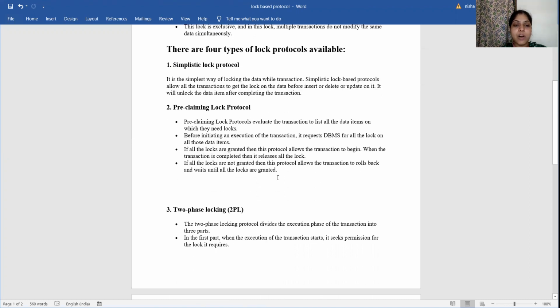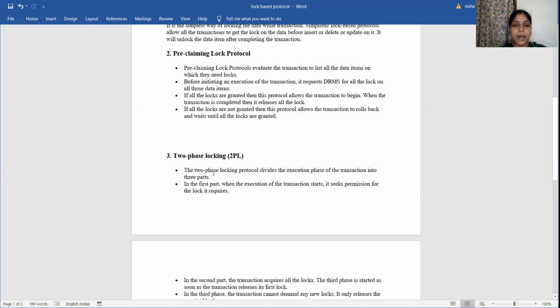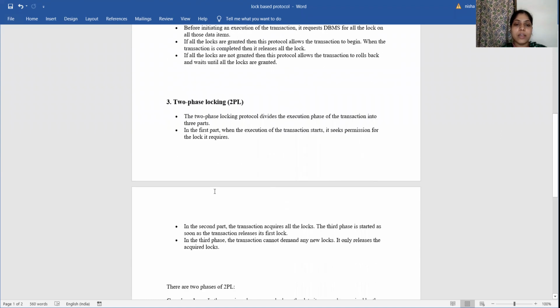Second is pre-claiming lock protocol. Pre-claiming lock protocol evaluates the transaction to list all the data items on which they need locks. Before initiating the execution of the transaction, it requests the DBMS for all the locks on all those data items. If all the locks are granted, then this protocol allows the transaction to begin. When the transaction is completed, it releases all the locks. If all the locks are not granted, then this protocol allows the transaction to roll back and wait until all the locks are granted.